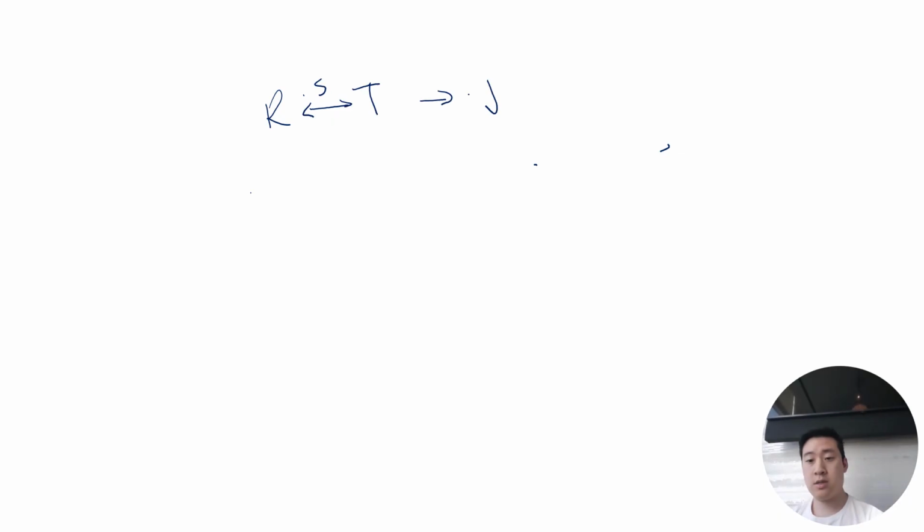Okay, so what if I have something like this? Some R's are T's, all T's are J's. And I want you to think about this for a second. Feel free to pause the video. And I want you to ask yourself, is there any type of inference that I can derive between R and J?